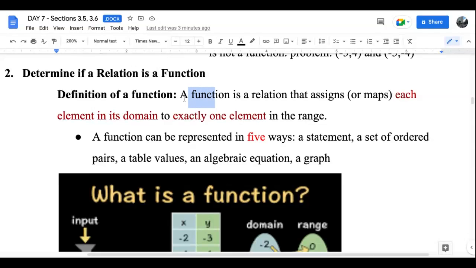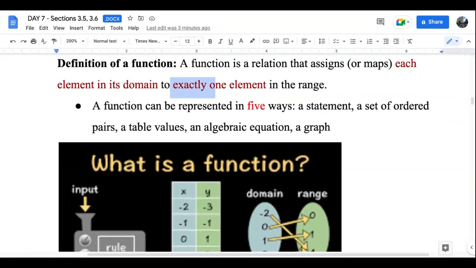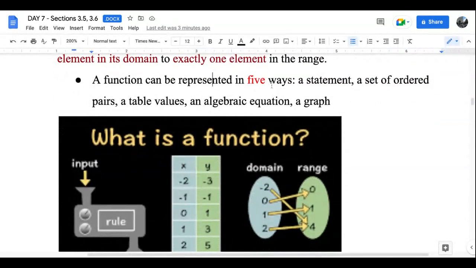So a function is a relation that assigns each element, each member, or each value in its domain to exactly one element in the range. Right. So a member in the domain can only be assigned to exactly one member in the range. So a function can be represented in 5 different ways, right?